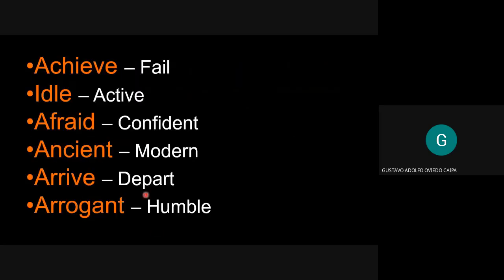So some of those antonyms are these ones. For example, achieve and fail, or pass and fail. Another one will be idle and active. So when you're idle, you're not moving. There are some adjectives you can learn. Afraid and confident, ancient and modern, arrive and depart, arrogant and humble. So these are words that normally are taken as antonyms, as being opposite in their meanings.